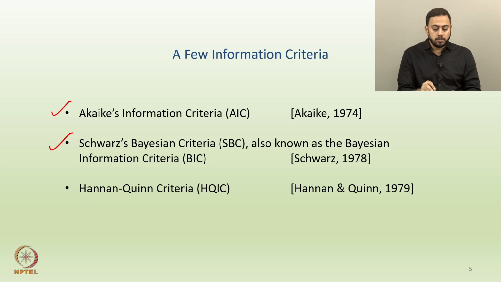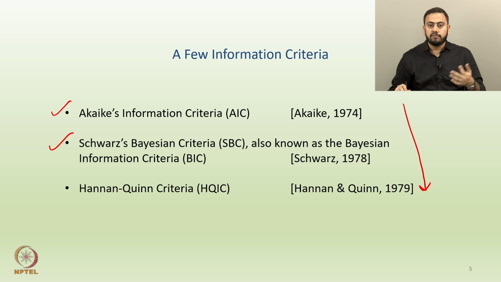And then the last one was brought by two people, Hannan and Quinn. So the Hannan and Quinn criteria, or in short HQIC, was brought by Hannan and Quinn in 1979. If you see the progression, the first predominant information criteria was brought in 1974 by Akaike, then Schwartz brought an extension to that in 1978, and then Hannan and Quinn extended the Schwartz criteria again and brought another criteria in 1979.